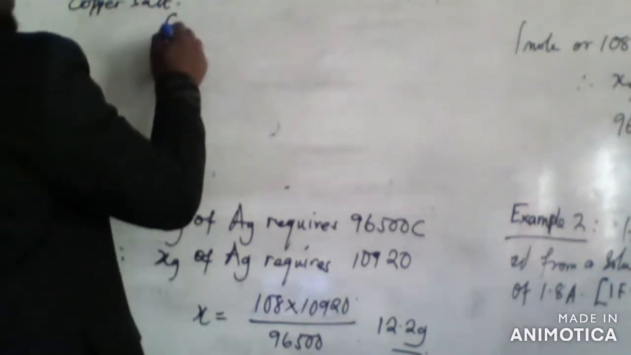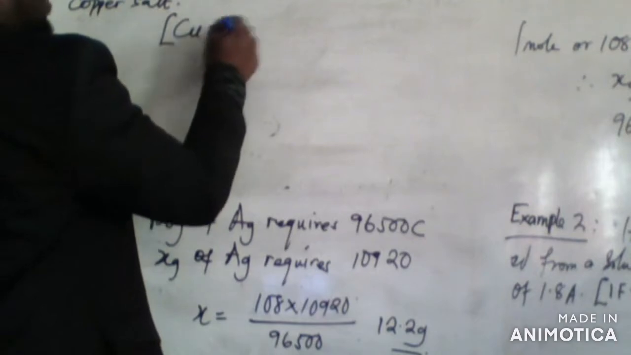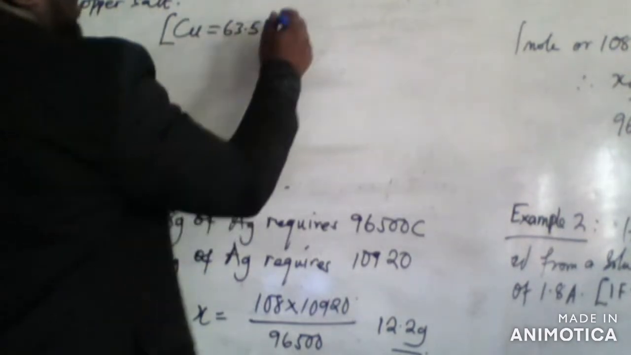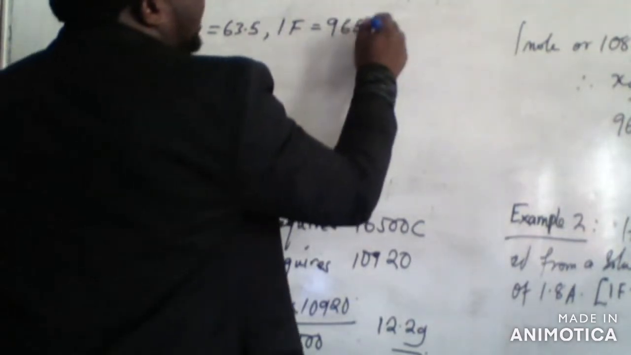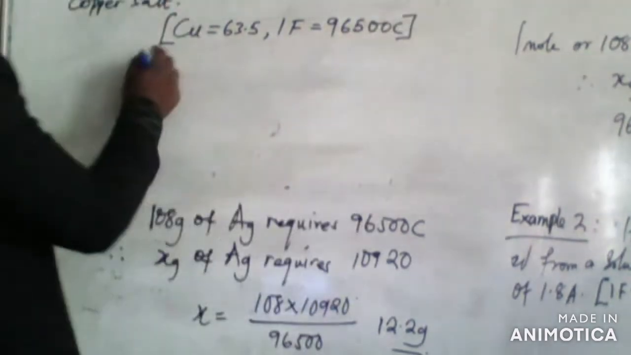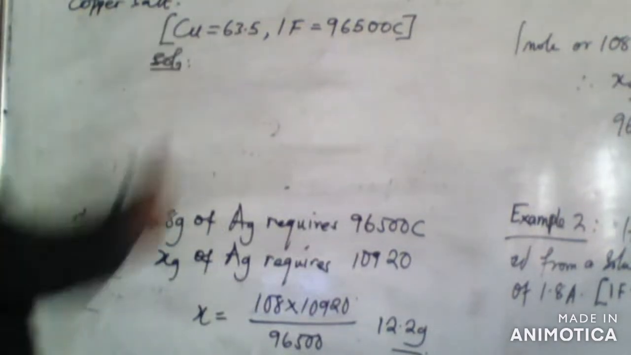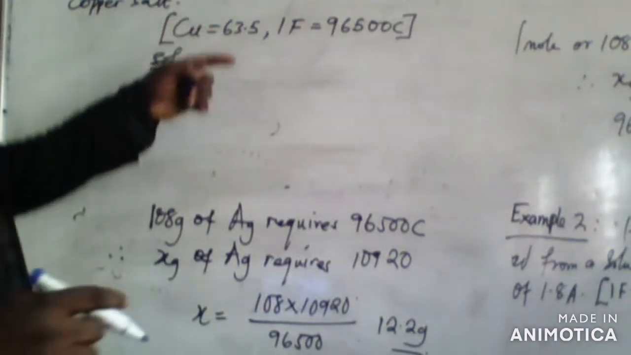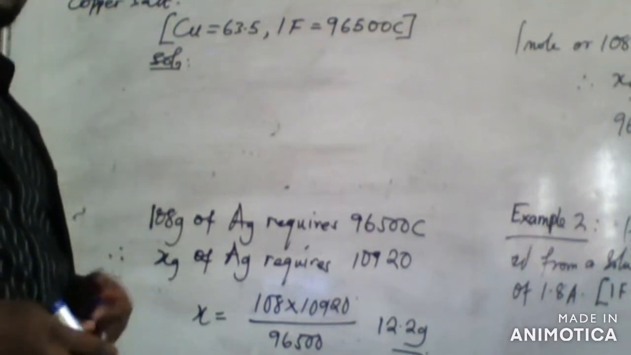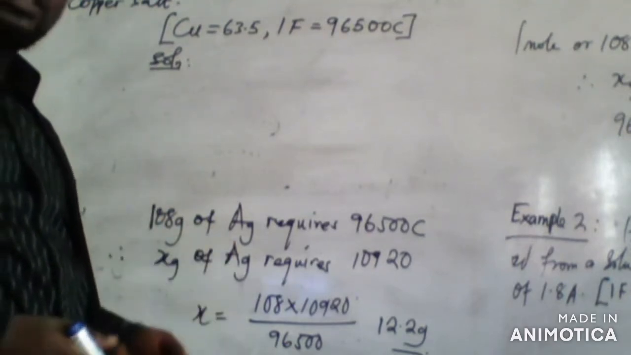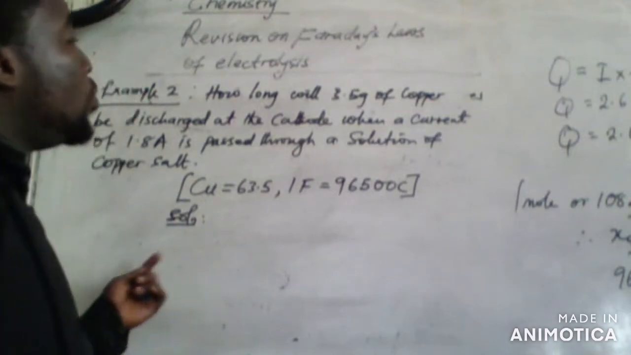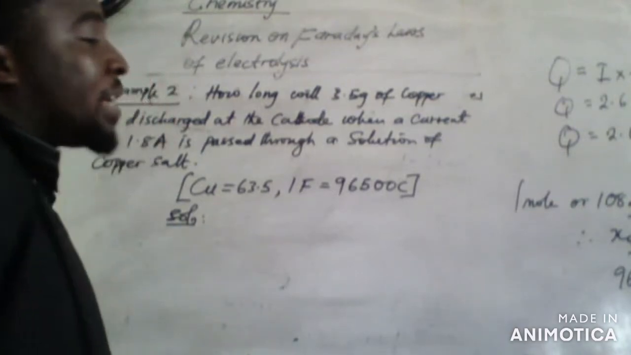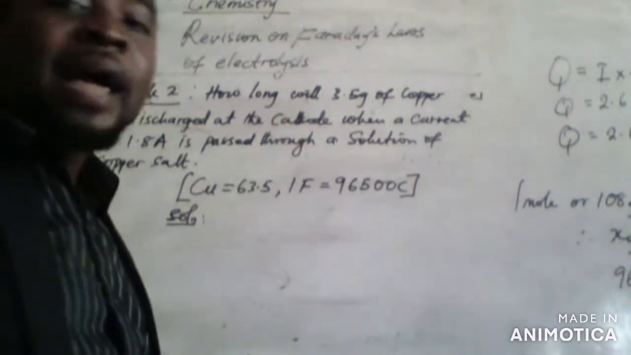So we have copper, the molar mass of copper being 63.5, and we have 1 Faraday of electricity being equal to 96500 coulombs of electricity. So you can see that there's a twist in this question. This time around, the quantity of electricity supplied cannot be calculated directly by using current times time. But we'll look for another way of getting it. So it's like we are going to come from the back side.